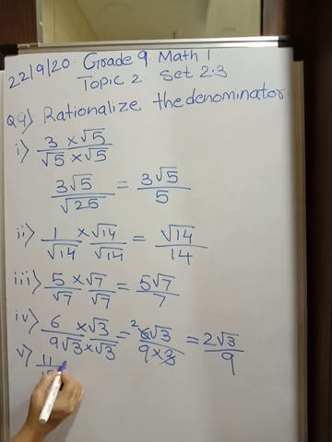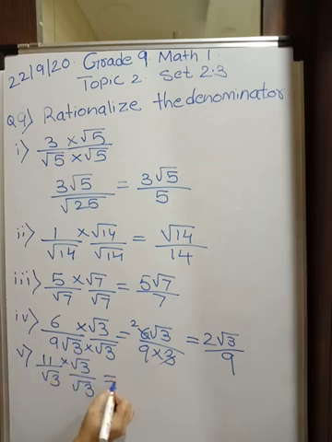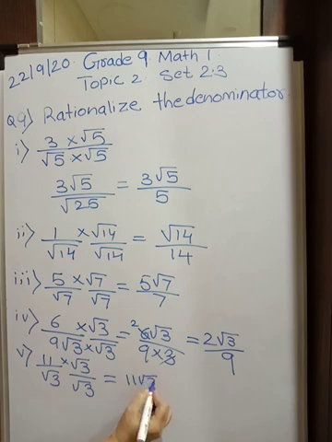I will multiply numerator by root 3, denominator also by root 3. So what am I going to get? 11 root 3 upon root 3 into root 3 is only 3. So I have rationalized all the denominators. 11 root 3 upon 3.